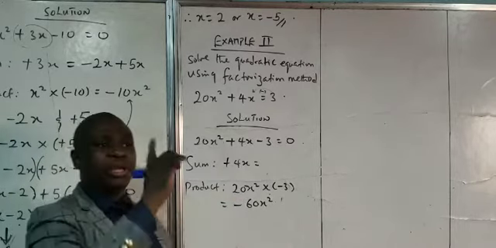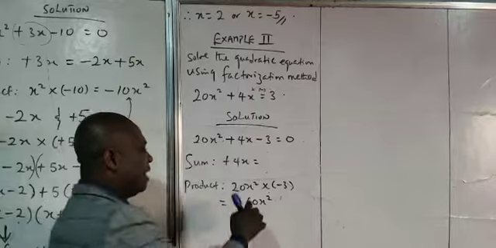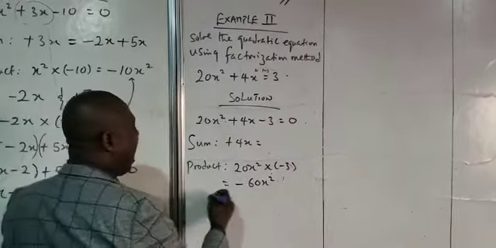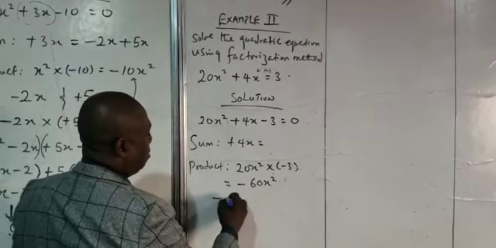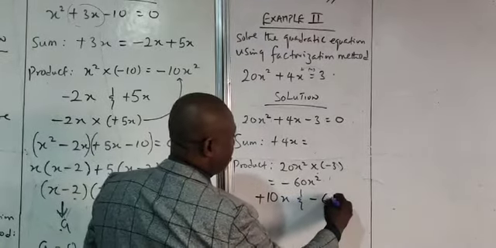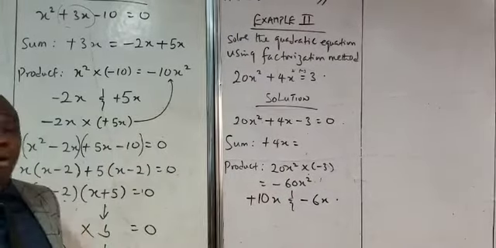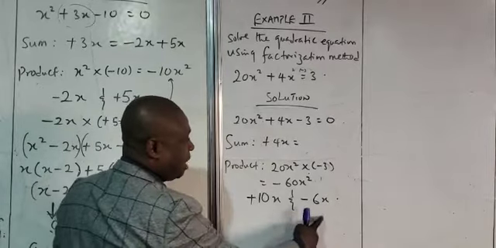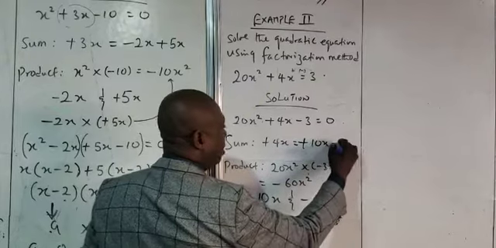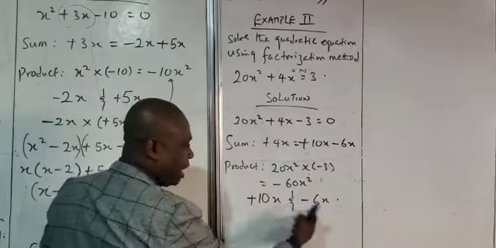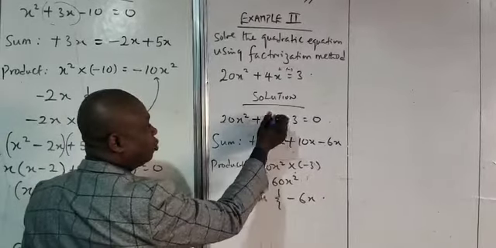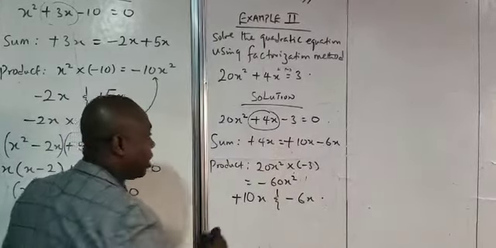Now, if you do the factorization method by breaking 60 into factors, you will end up having the two factors that we are looking for as plus 10x and minus 6x. Okay? Because plus 10x and minus 6x will end up giving us plus 4x. So you have plus 10x and minus 6x. And if you multiply them, it will end up giving you minus 60x squared. So this is what we're going to fix into the position of plus 4x in the equation.